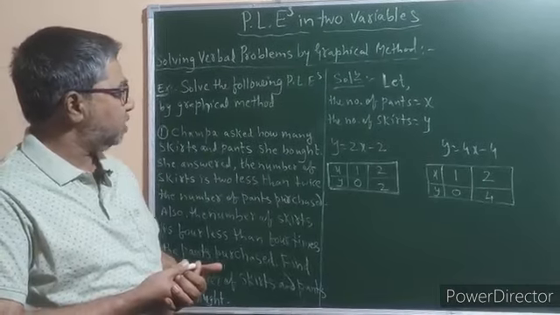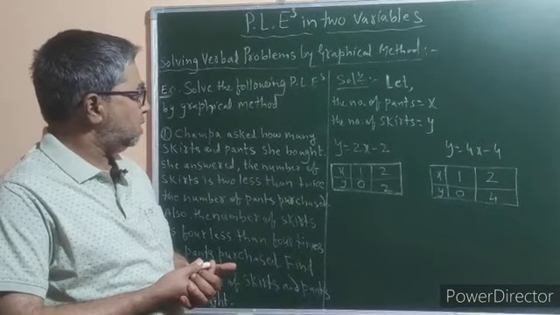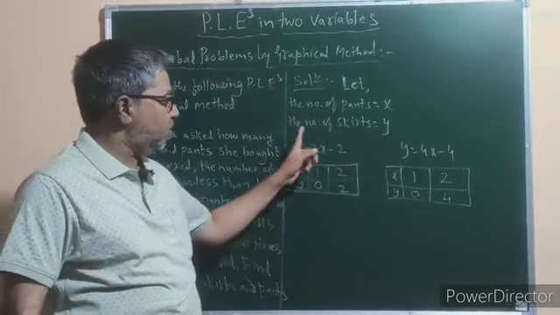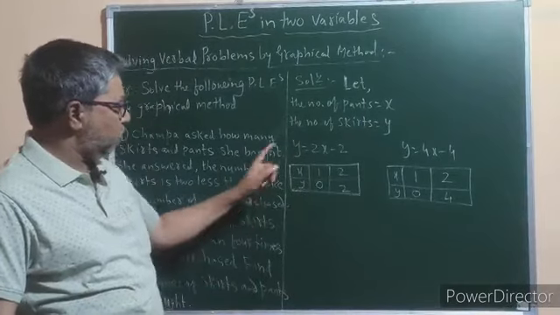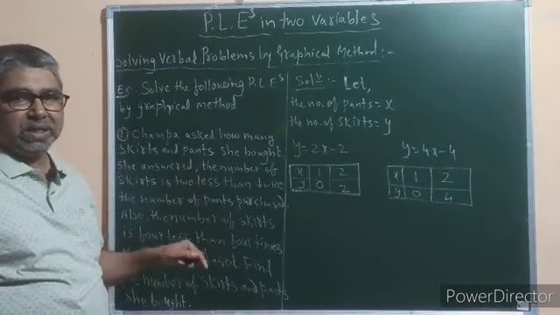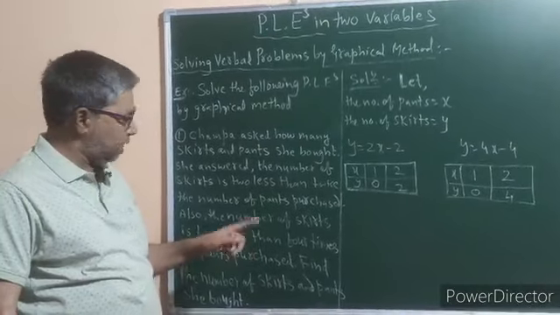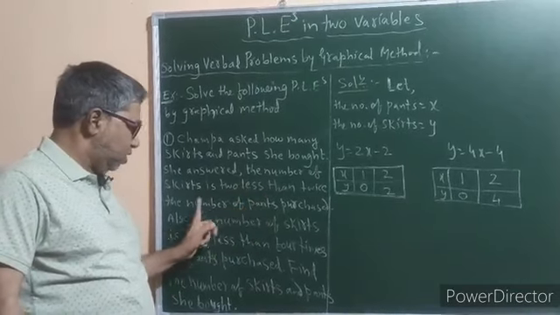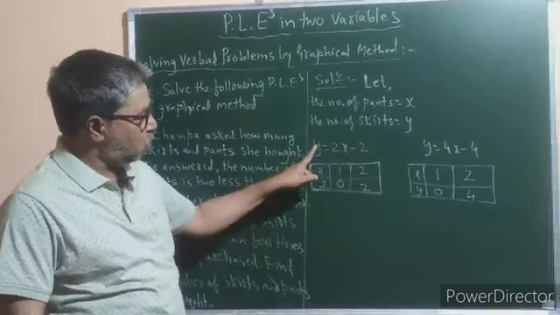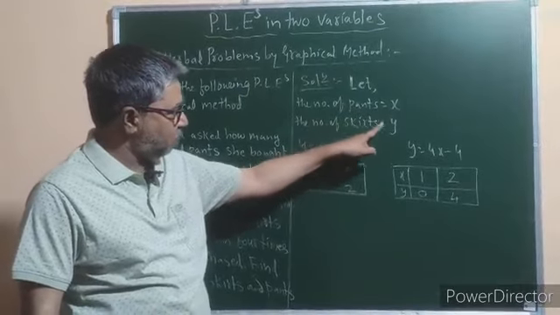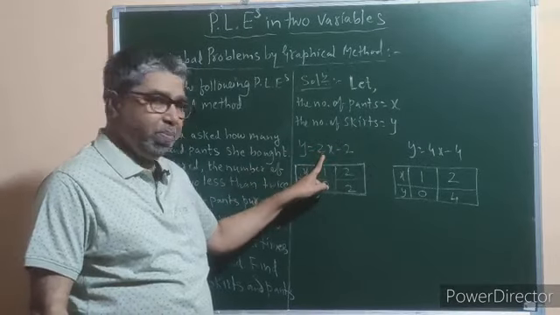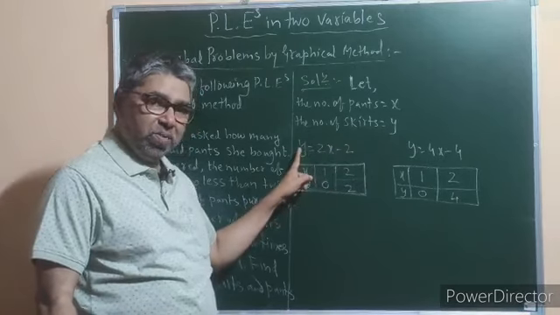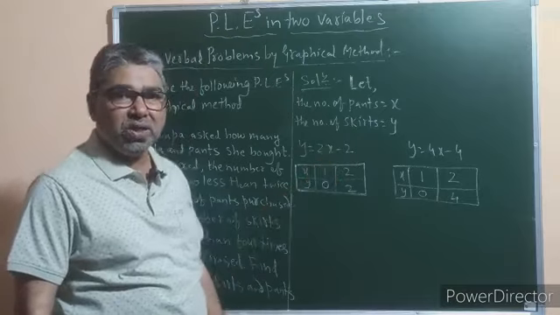Let us solve this example by considering the number of pants as x and the number of skirts as y. So read the first sentence to convert it into equation form. The number of skirts is 2 less than twice the number of pants. So y is equal to, y is the number of skirts, twice the number of pants means 2x, 2 less than means minus 2. So the equation will be y is equal to 2x minus 2.